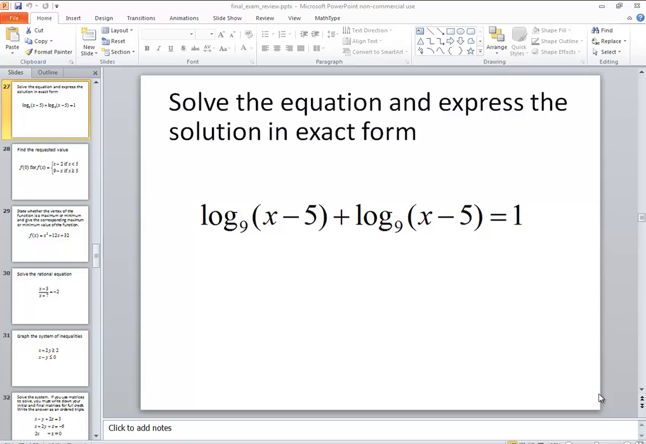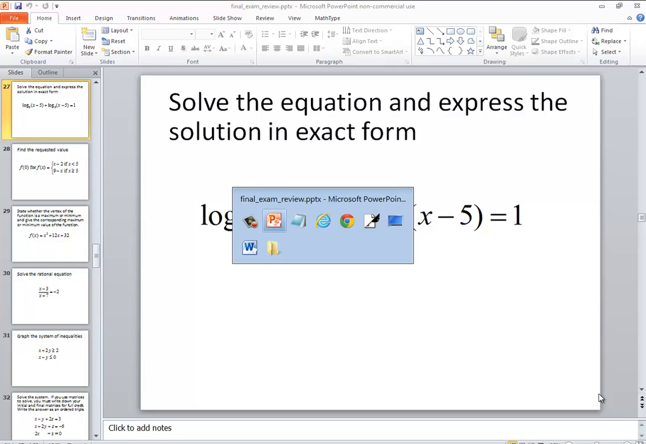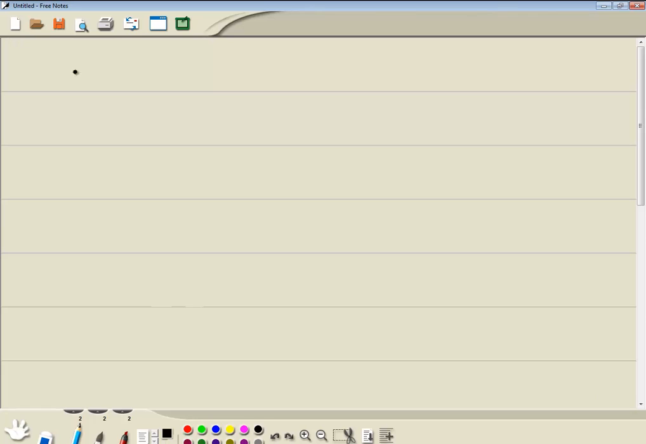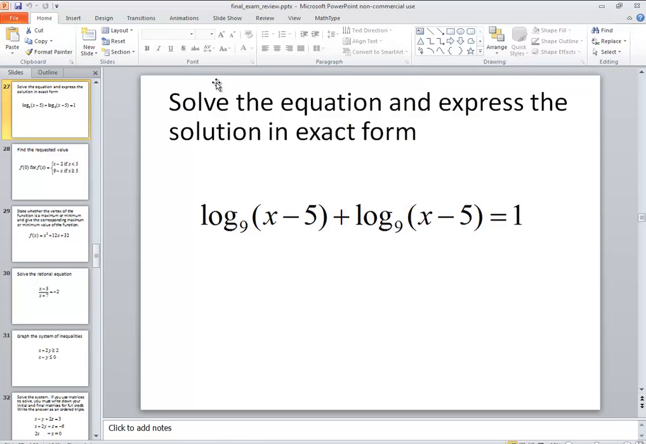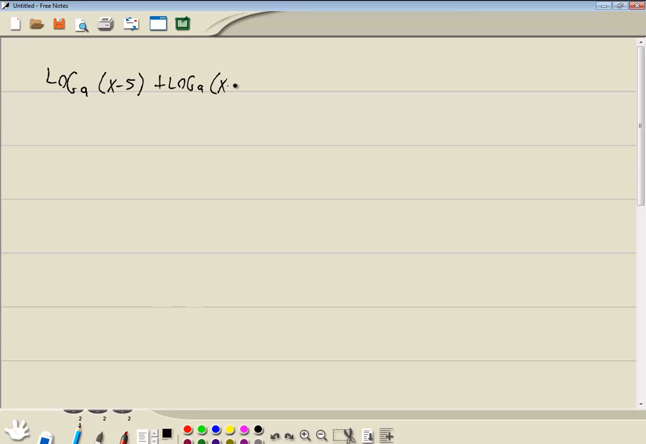Let's take a look at this problem. We want to solve the equation and express the solution in the exact form. So we've got log base 9 of x minus 5, plus log base 9 of x minus 5, is equal to 1.